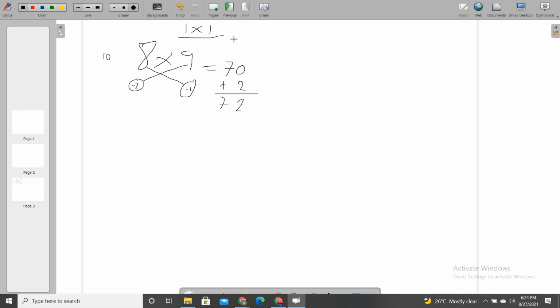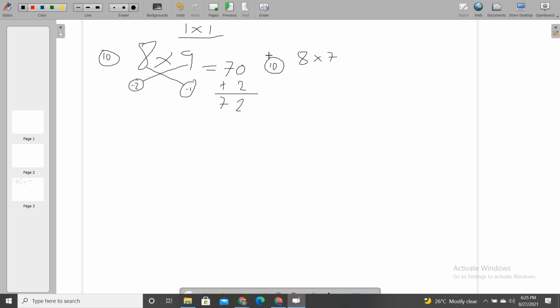Now let's pick another one, assuming we are picking 8 times 7. I'm still depending on the reference number that I have here. So my reference number is 10. You keep this one as your reference number, the one that you are going to use. You can put it in a circle. This is my reference number.